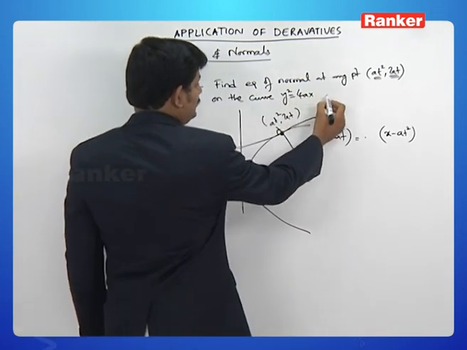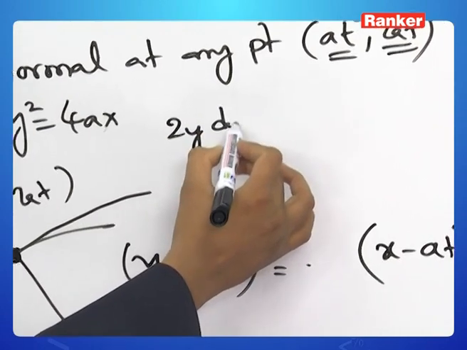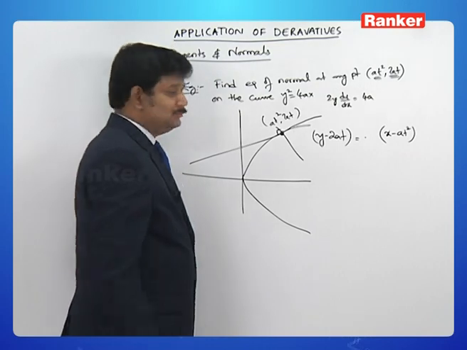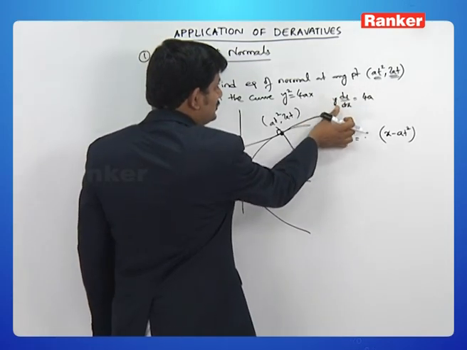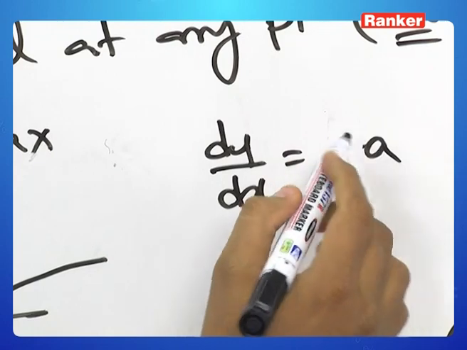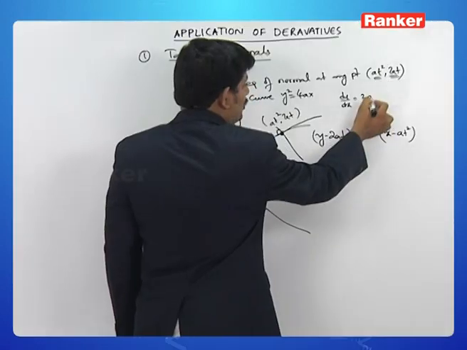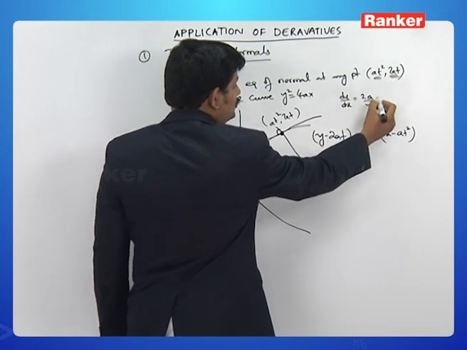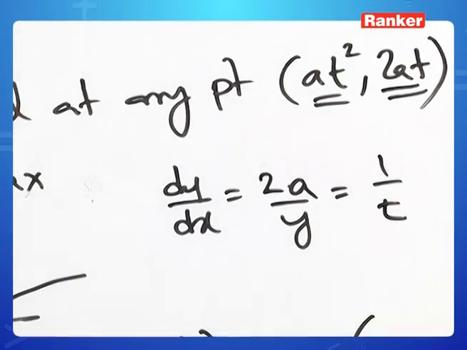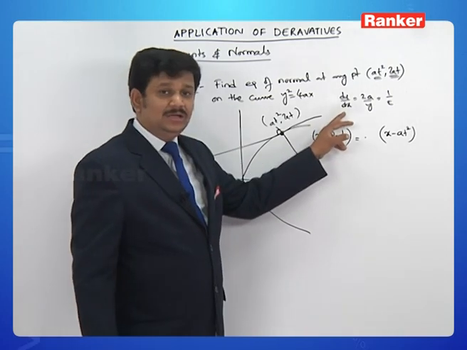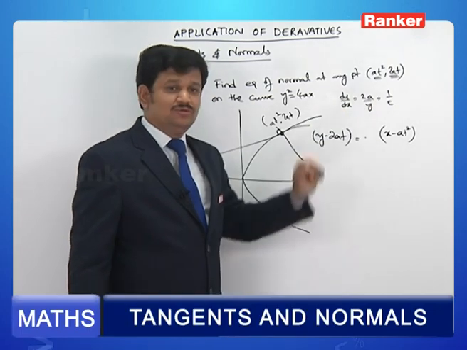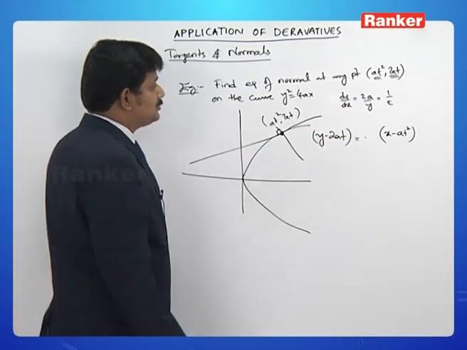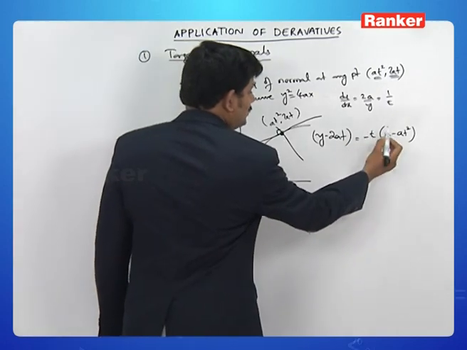Let us differentiate this. 2y dy by dx is equal to 4a, or dy by dx is equal to 2a by y, and the y coordinate is 2at at this particular point. So, 2a by 2at is 1 by t. So, dy by dx is 1 by t, the slope of tangent is 1 by t. So, the slope of normal would be minus t, minus dx by dy would be minus t.